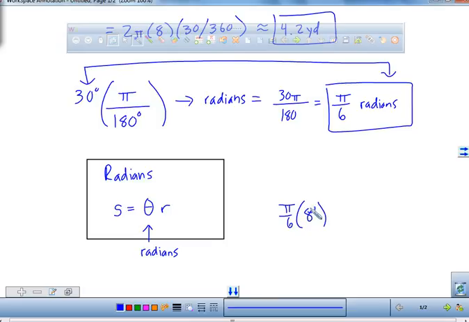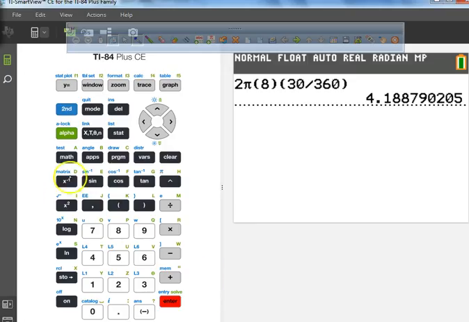So I can take pi over 6, multiply it by 8, and what should that calculator spit out? 4.2 yards. Well, you know what? I don't want you just to believe me. We're going to go ahead and do it. Pi over 6 times the number 8. Cross your fingers and toes.